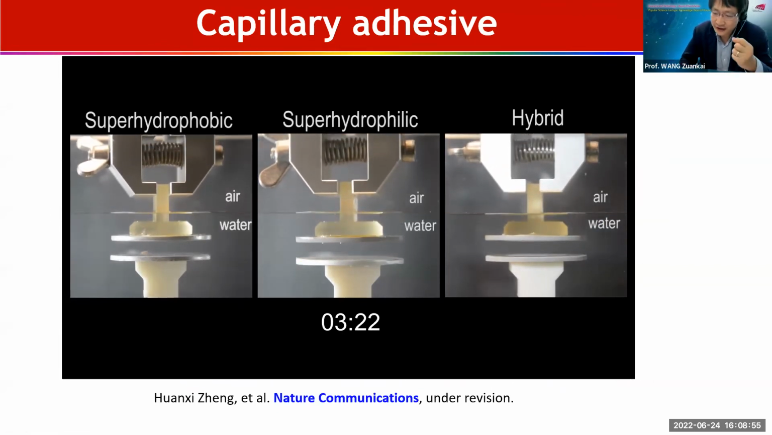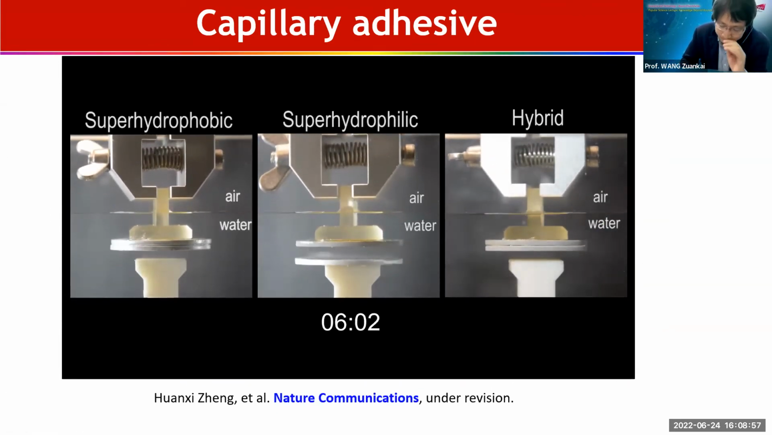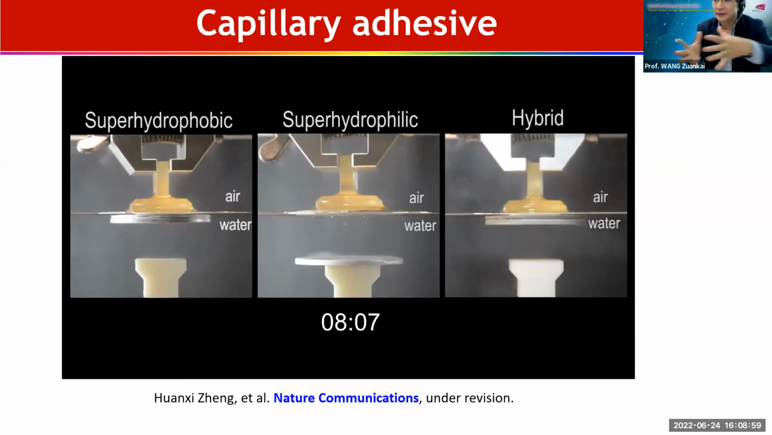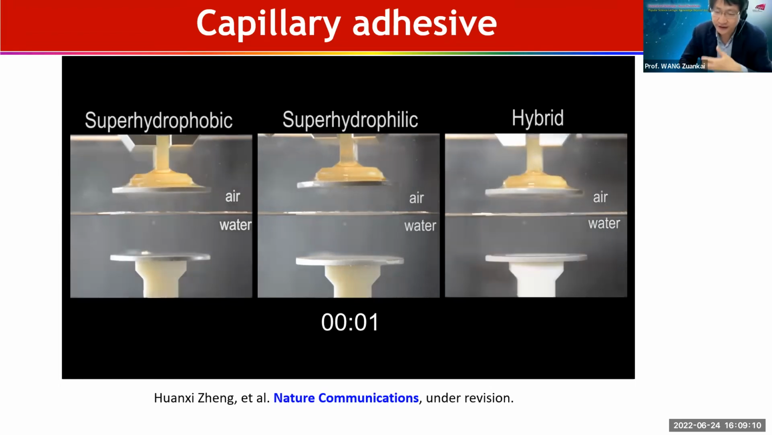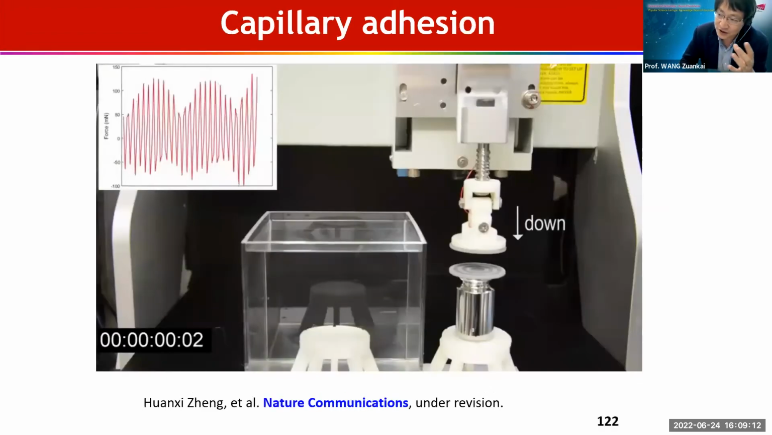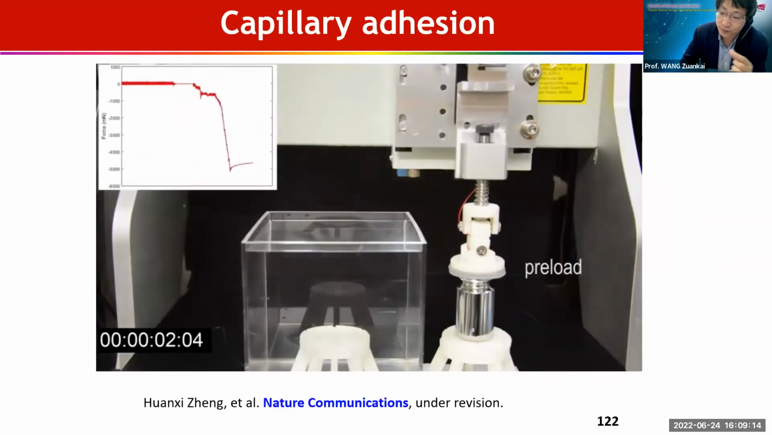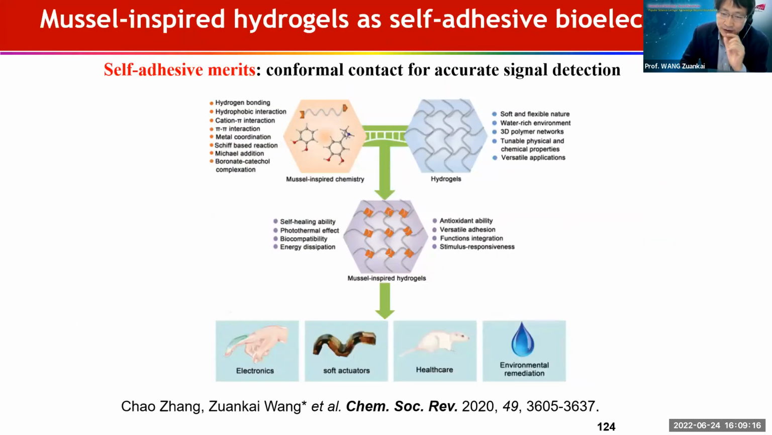Okay, so with the capillary effect, we can switch the adhesion both in the air and also in water. We use this technique to transport objects, something like a manipulator or a robot. And also we work on flexible electronics, basically by controlling the adhesion, right?